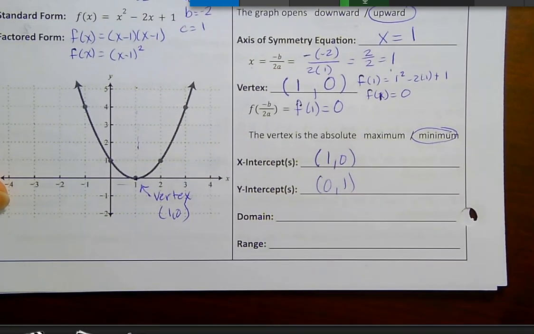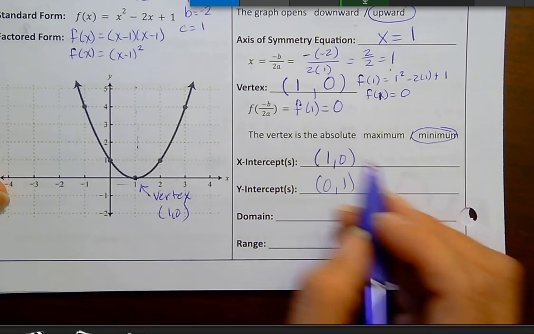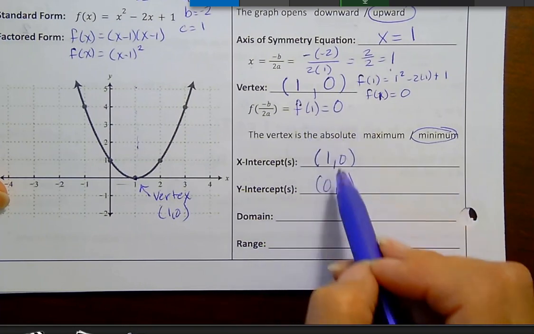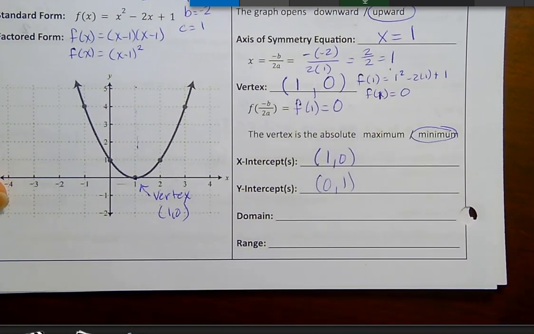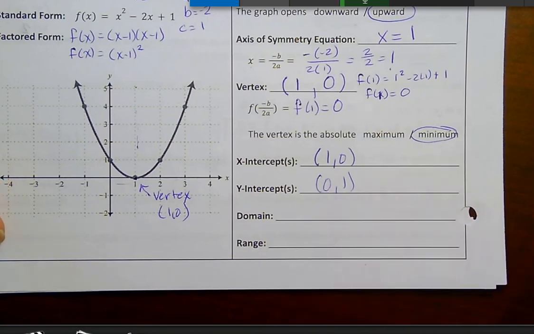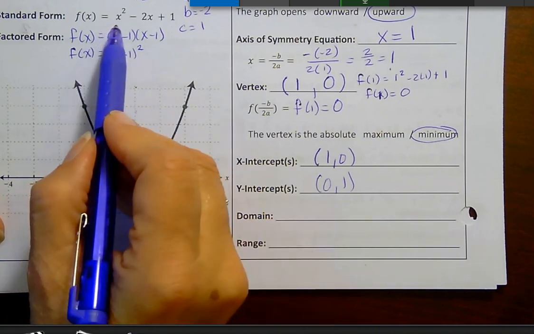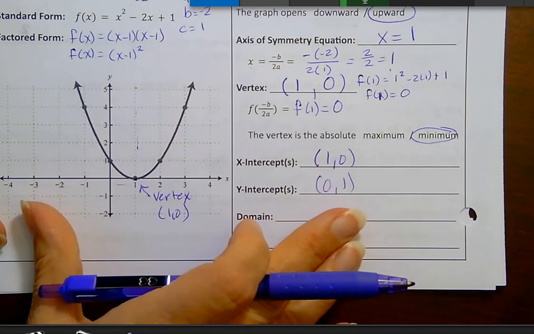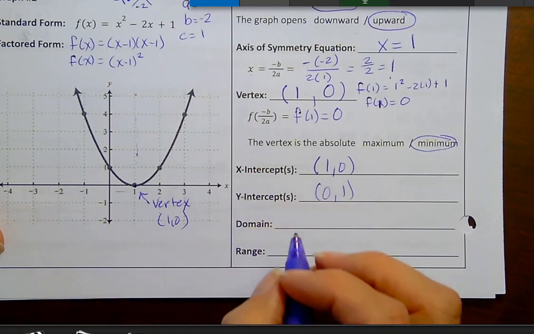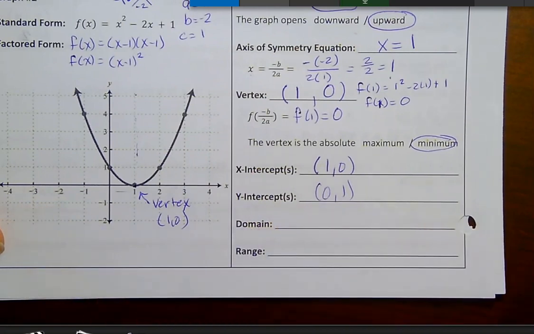Okay, I can see that on the graph, or since I figured out that for a y-intercept we know that the x value is 0, I could always plug in 0 for x. So I have 0 minus 0 plus 1. I know that if x is 0, then the f of 0 is 1.